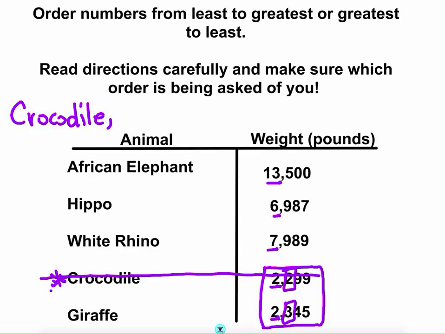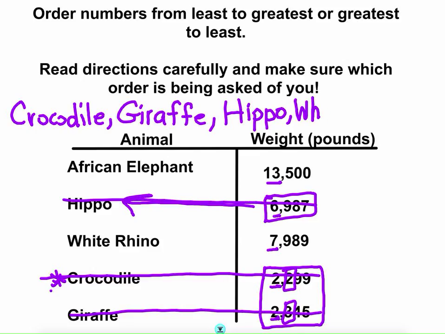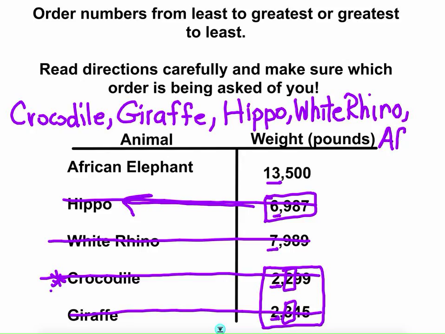And now I need the next, obviously, which would be the giraffe, because that's still in the 2000s. Okay, and next I have 7,000, 6,000, 13,000. So the next one would be the 6,000. So that is the hippo. And these are accurate weights. All right, let's cross that out. And then we have the white rhino. And obviously that leaves us to the heaviest, which is the largest number, but the heaviest animal, which is, I'm going to put African elephant.